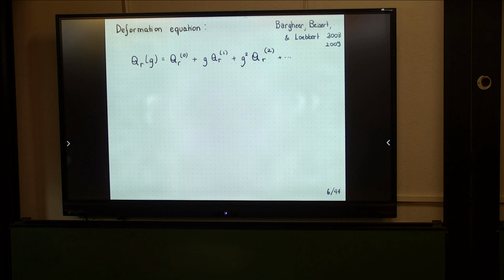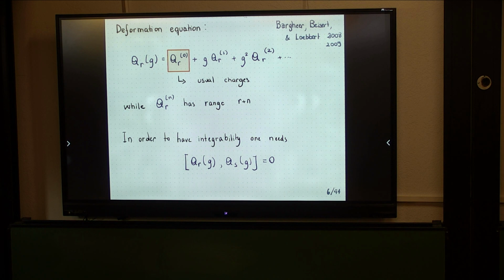So the deformation equation: in principle, if you have a long-range charge, you can write it like this, where the first term are the usual charges. If you were studying the Hamiltonian, you would be studying Q2. But then as you go higher, you have a larger range. Usually if you're studying a Hamiltonian that's nearest neighbor, then your Q3 has a larger range, and the range increases. The same way here, in this case each of these Q_N has range R plus N. So this is just the basic expansion. But in order to have integrability, one needs to check that this commutation happens. In principle it should happen for all the charges at all orders, but then you have to check it perturbatively.